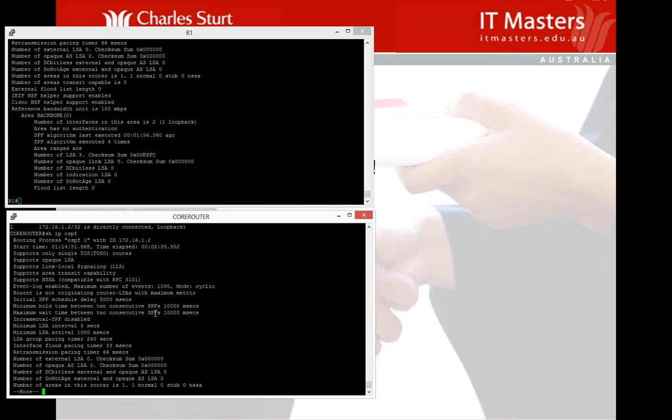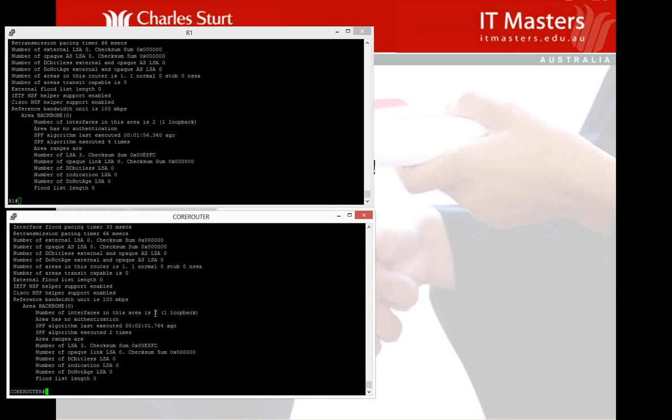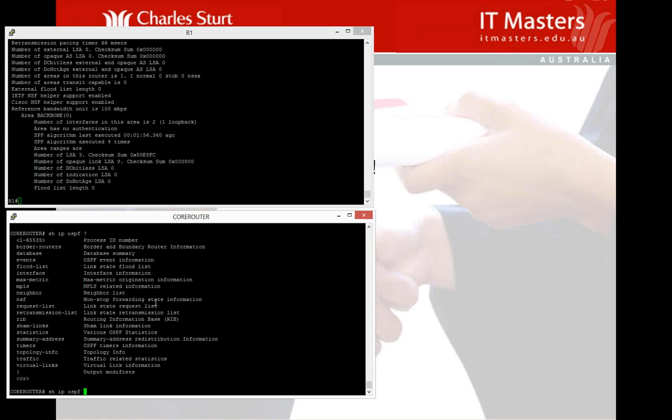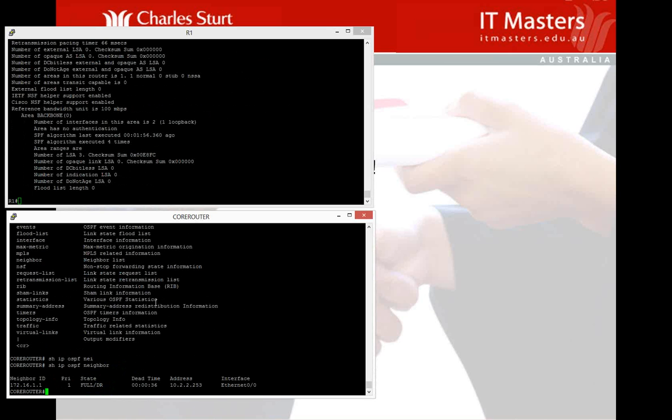Okay, so we're getting numbers, we're getting everything in. Have a look at our OSPF, and let's have a look at our neighbor again. Looks right. Dead time occurred, okay. Anyone else? Okay, so it's not the dead time or the hello timers.